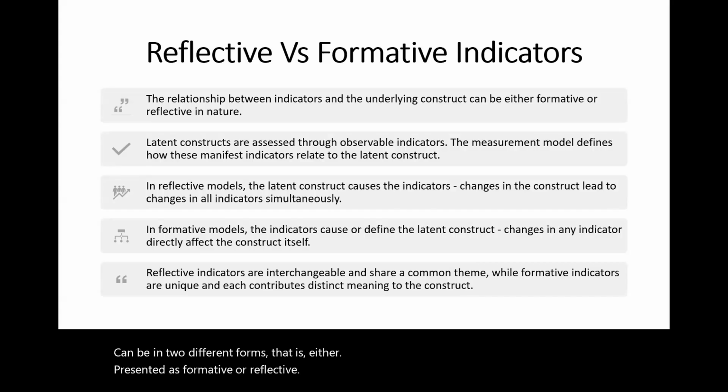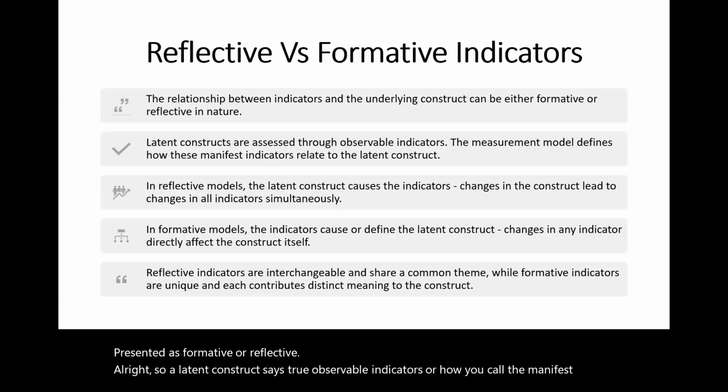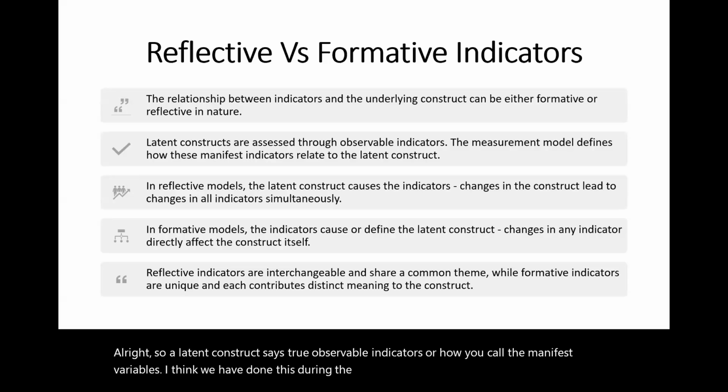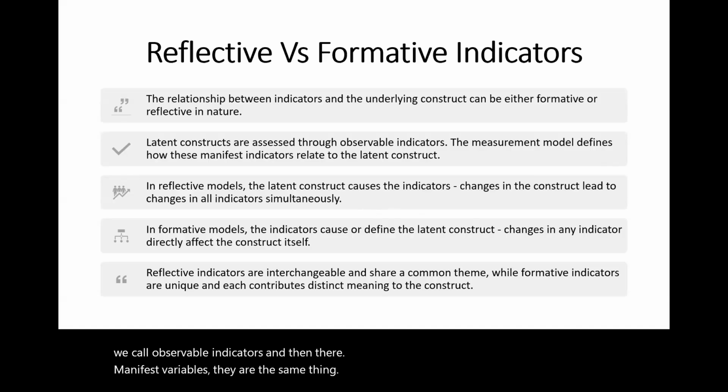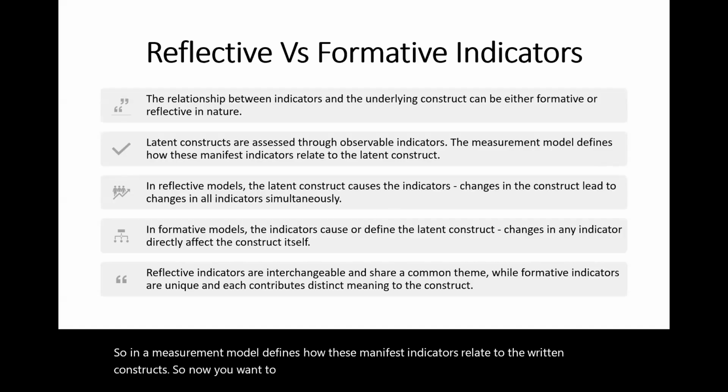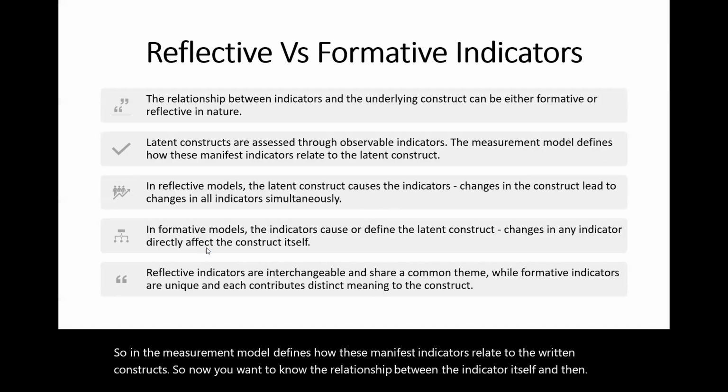All right. So a latent construct is assessed through observable indicators, or how do you call them, the manifest variables. I think we have done this during the discussion of terminologies. So we know what we call observable indicators and manifest variables. They are the same thing. So the measurement model defines how these manifest indicators relate to the latent constructs. So now you want to know the relationship between the indicator itself and the construct, or the latent construct.